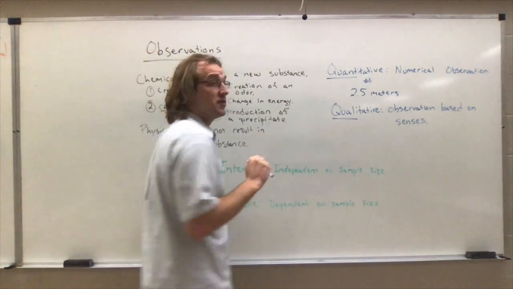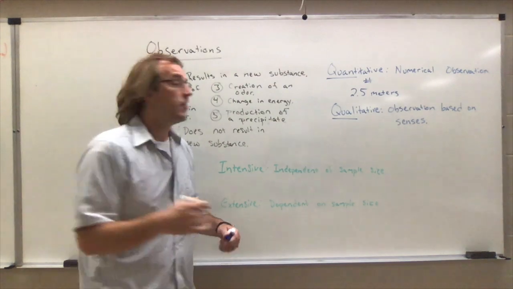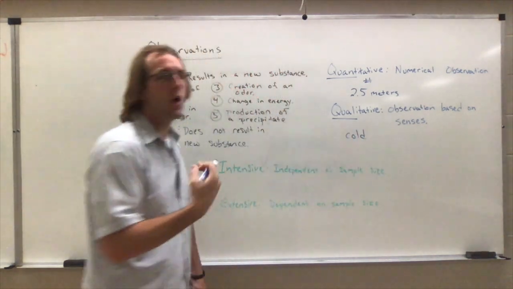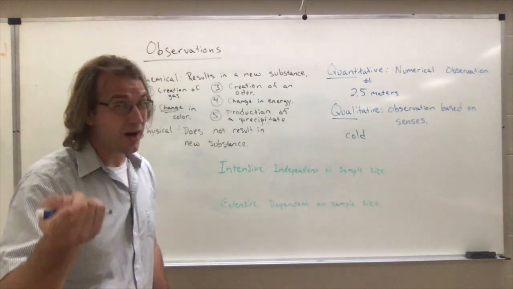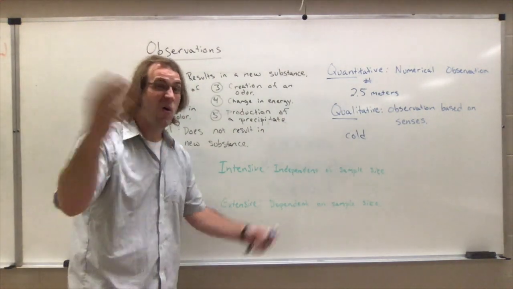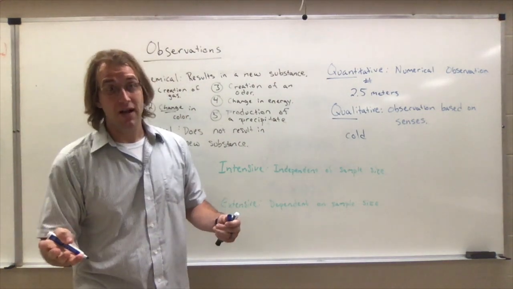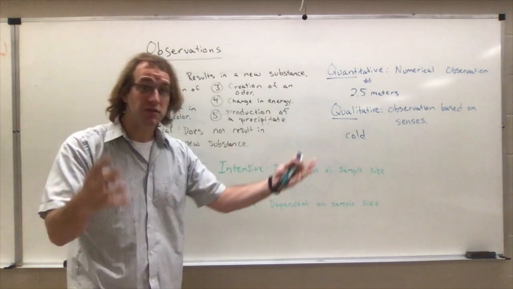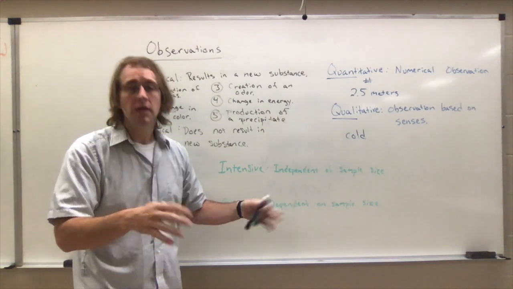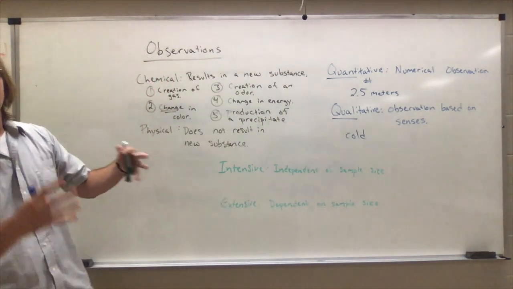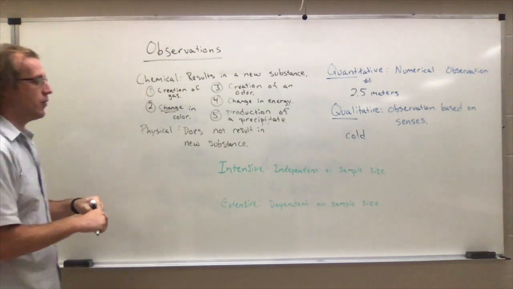So a qualitative observation, for example, if I said the soda pop is cold, that would be a qualitative observation. I could make it quantitative. I could stick a thermometer in there and say, oh, it's 15 degrees Celsius. Now I've got a quantitative observation. But because I didn't use a tool, and I just said it was cold, that's a qualitative observation as we start to describe our matter using kind of our outward senses.